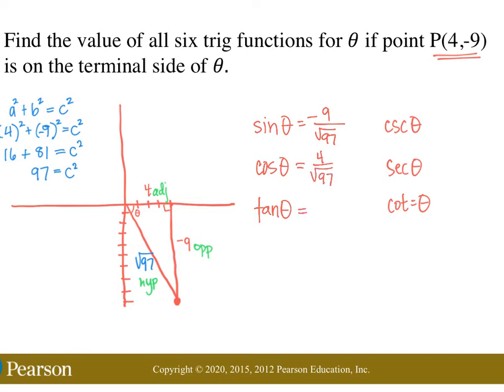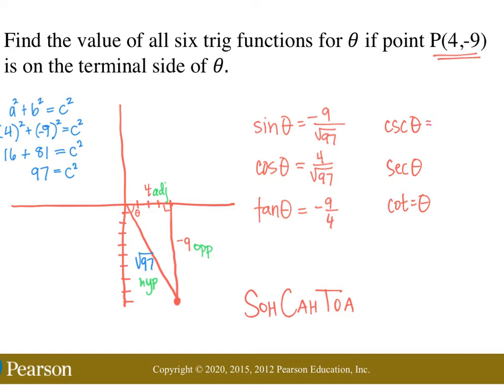And then tangent is always the opposite over the adjacent, so -9/4. So remember, that's SOH, CAH, TOA. SOHCAHTOA. Sine is opposite over hypotenuse, cosine adjacent over hypotenuse, tangent opposite over adjacent.